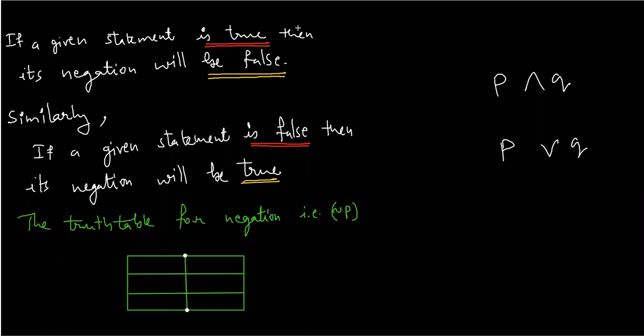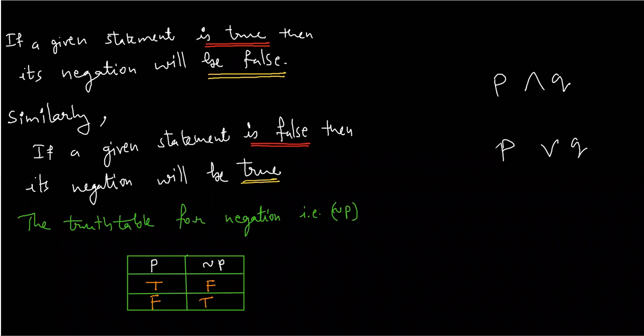So here I have P. I write P here, and here I write negation of P. So if the truth value of P is true, then the truth value of negation of P will be false, and if the truth value of P is false, then the negation will have truth value true. This is the truth table. That's it.